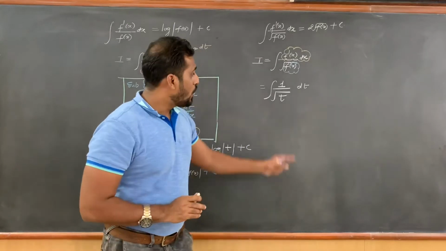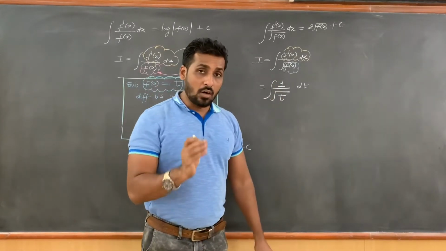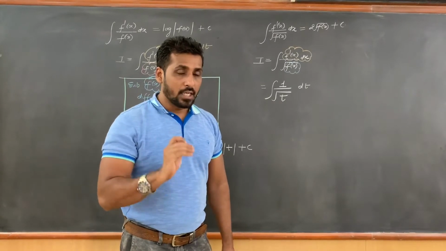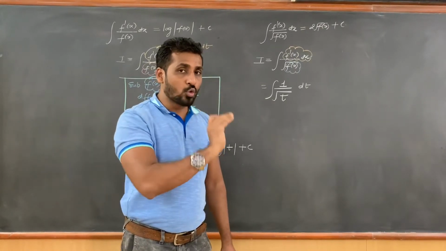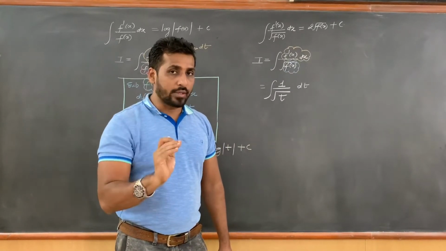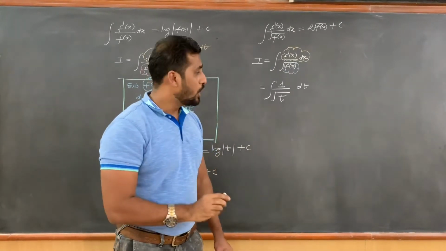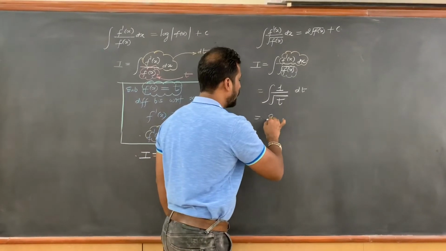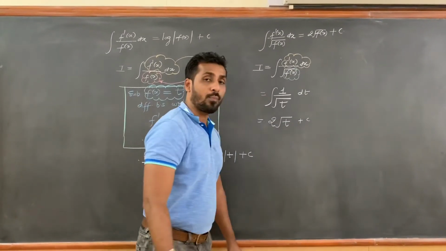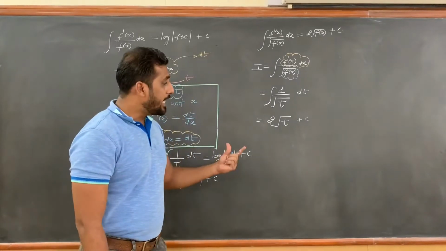So students, 1 upon root t is a standard function, and the integration of 1 upon root t is very much similar to 1 upon root x that we have learned in our formulas. So integration of 1 upon root x is 2 root x. So I can get here 2 root t, and I should never forget to put a plus c because we are doing indefinite integration.